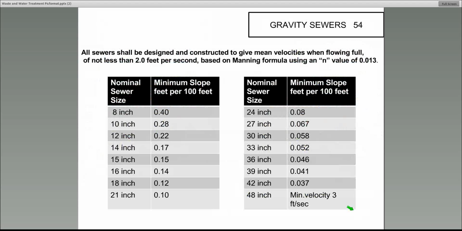Okay, now I'm going to show you charts. I showed you charts for force mains. This is for gravity sewers. You can see that an 8-inch gravity sewer would have to have a minimum slope of 0.4 feet per 100 feet. But if you get up to the larger line, like a 3-foot line here, the minimum slope would only have to be 0.046.